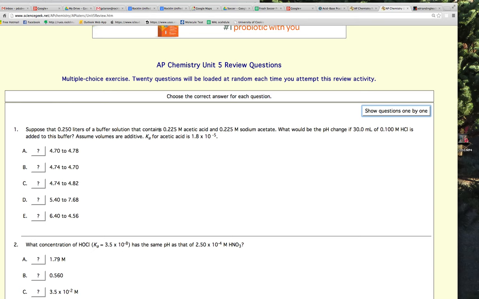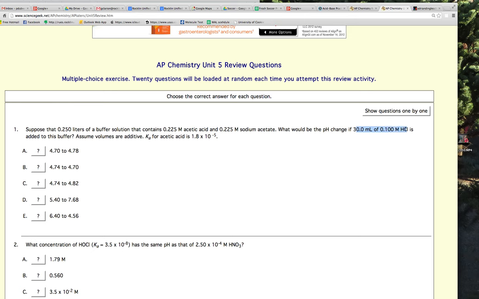There's a buffer solution. You've got acetic acid and sodium acetate. And kind of cool, there's the same molarity of both in the volume. So basically for this buffer, the pH equals the pKa. And now you're going to add some moles of HCl. And how will that change it?